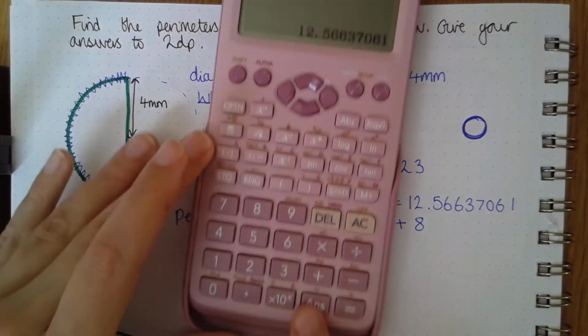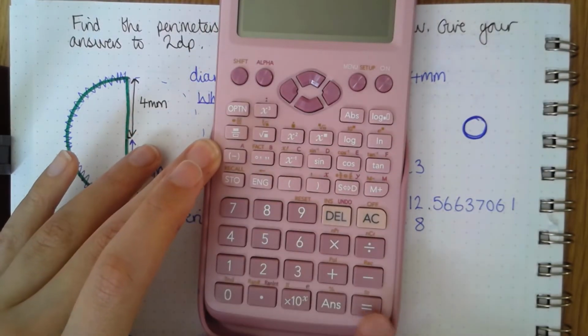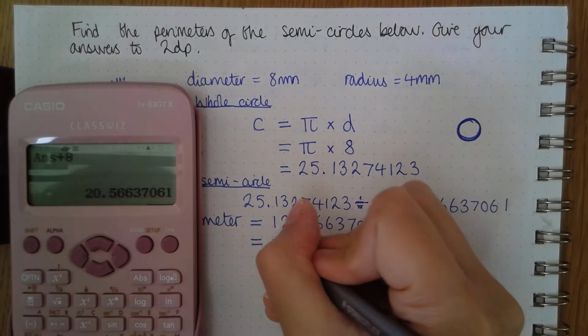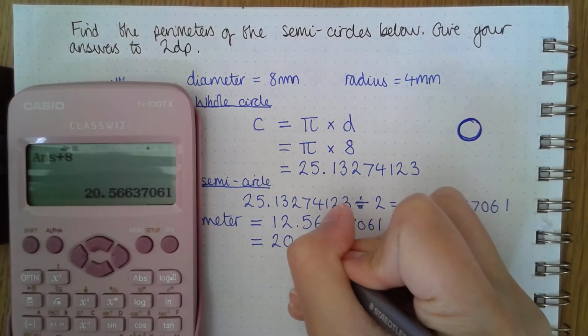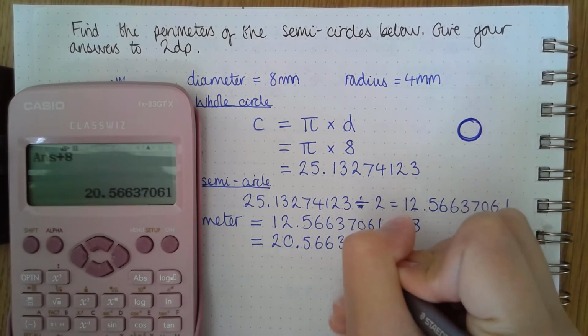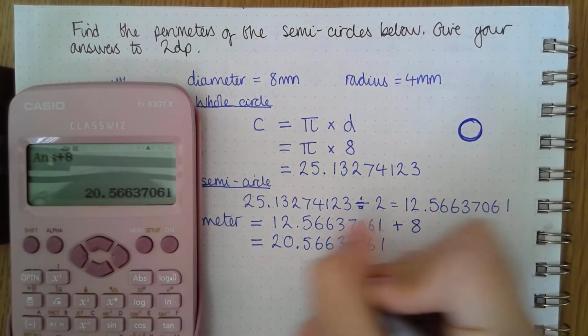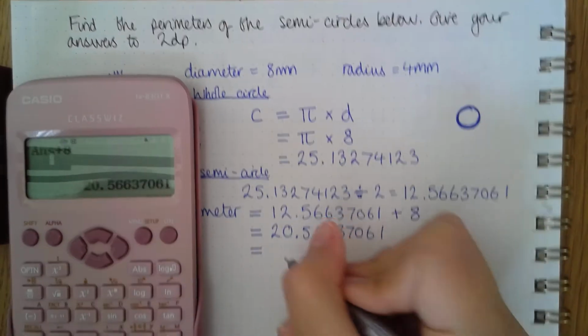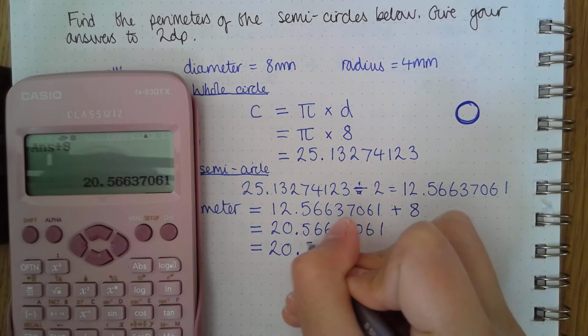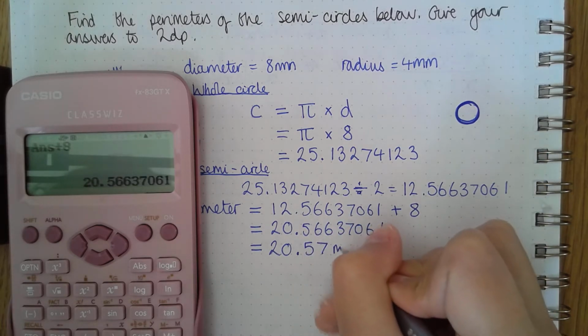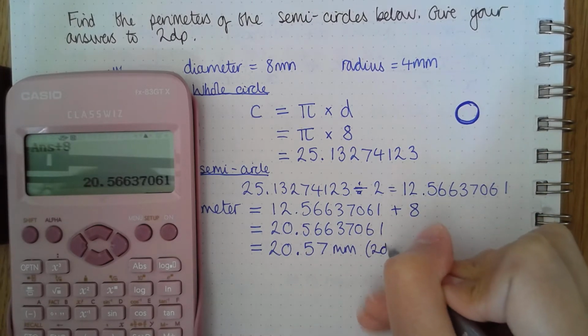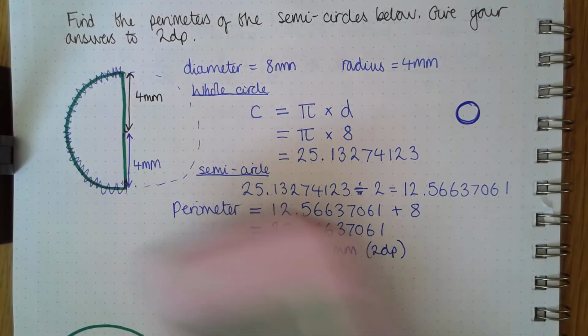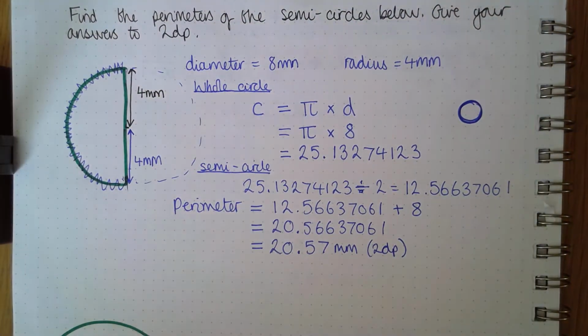So we can just put answer, add 8, equals, and we get 20.56637061, but we need to do 2 decimal places, so it's 20.57 millimeters to 2 dp. Okay, so that's our first example.